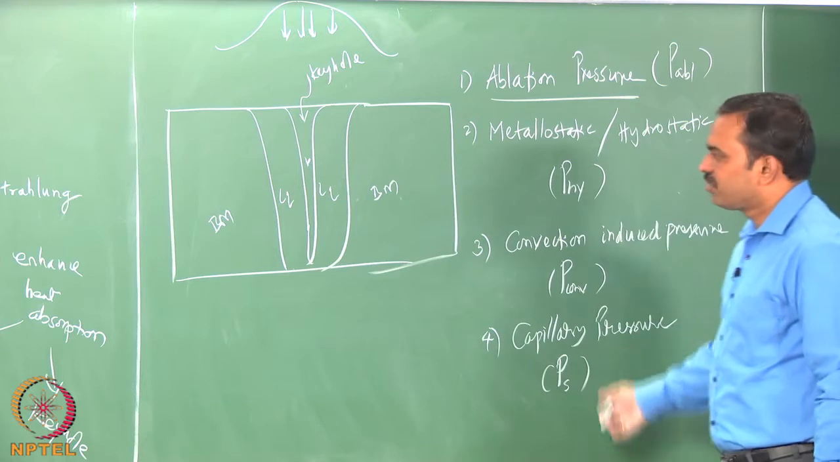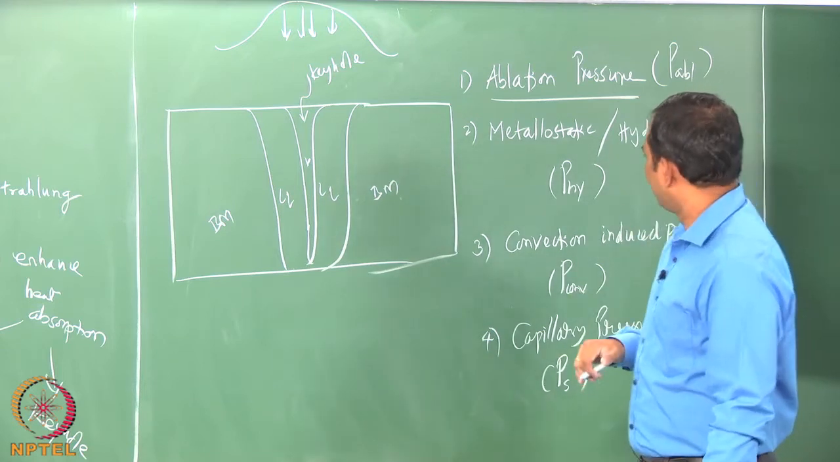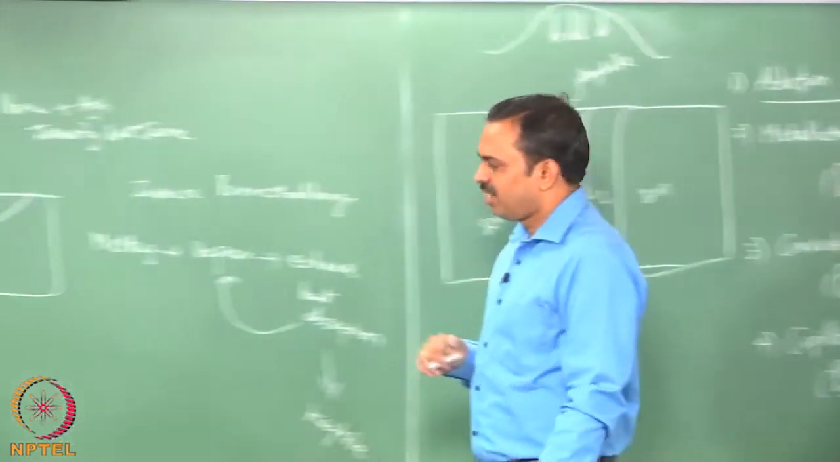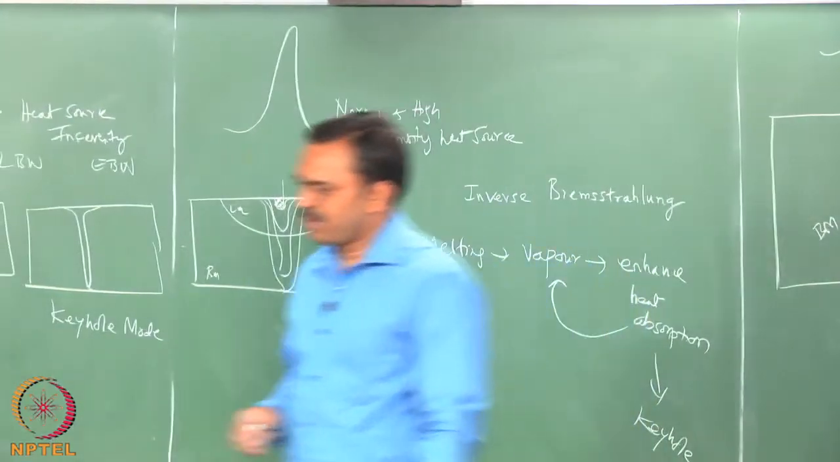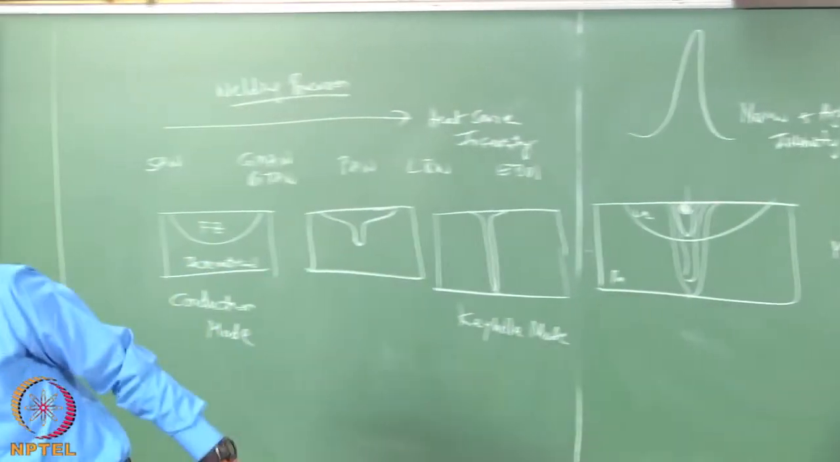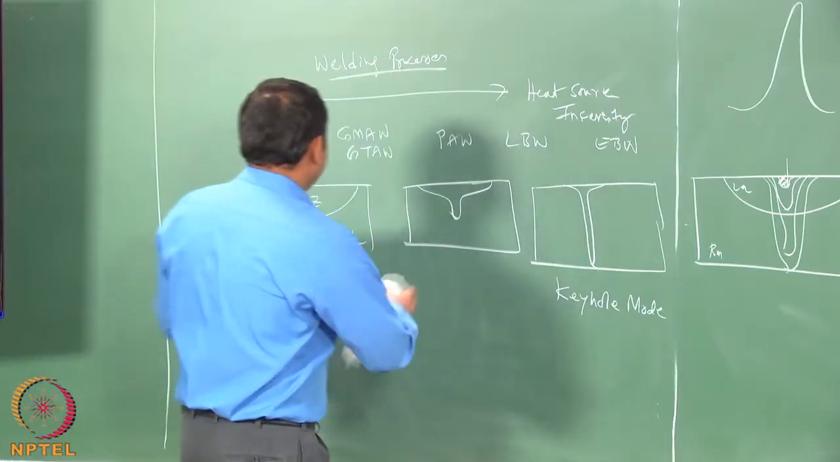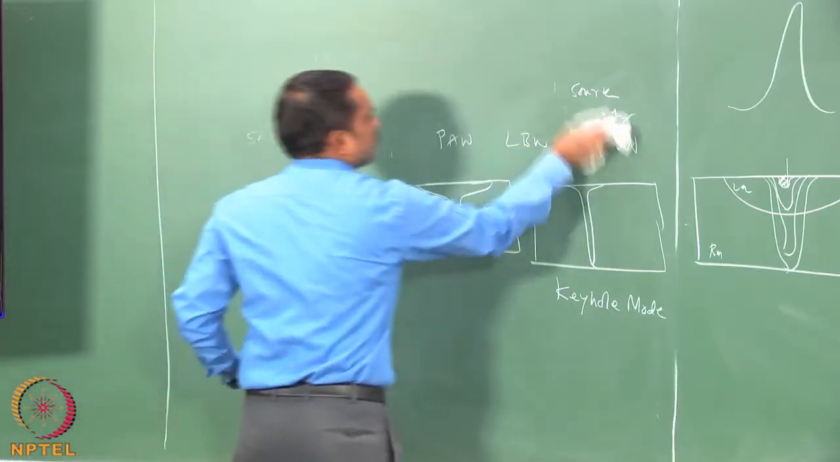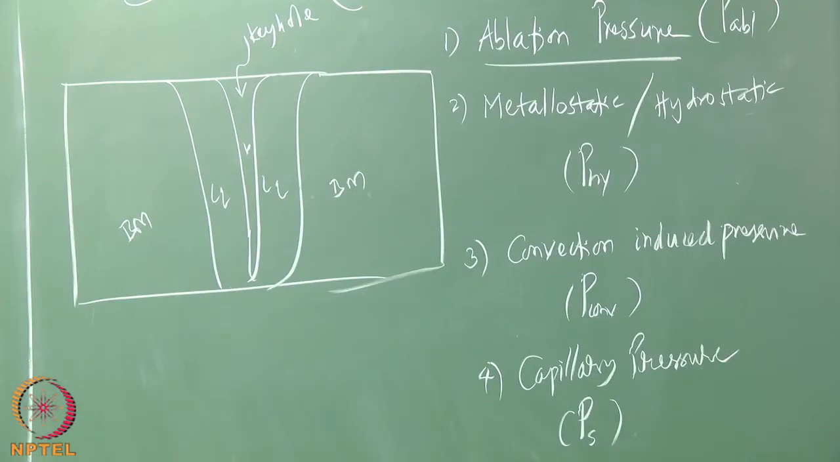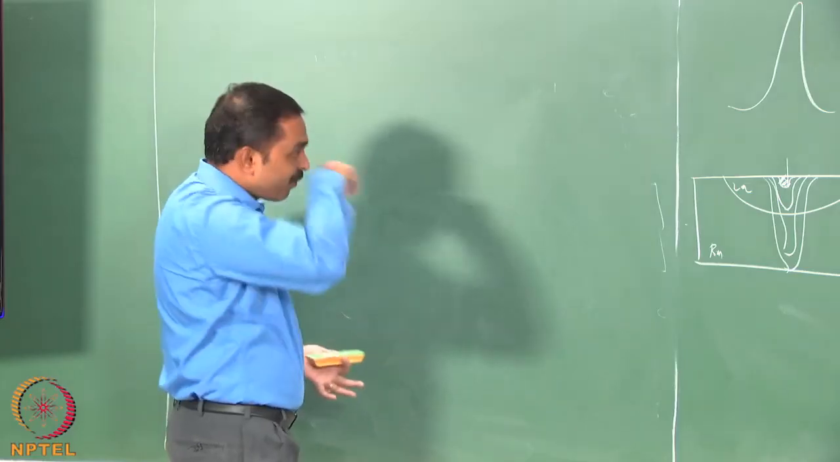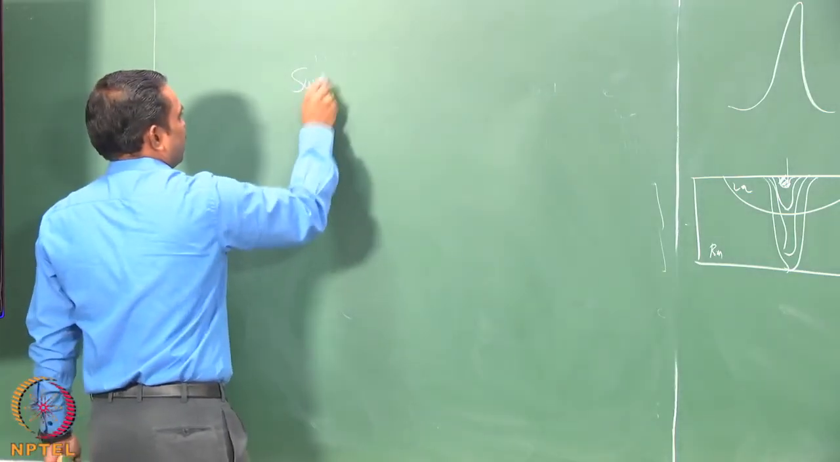So, let us look at each of these, what scaling analysis they would have, and how they would affect the vapor column stability step by step. So, let us take the surface tension first. Okay. So, let me just erase this. Let us take the force because of surface tension.